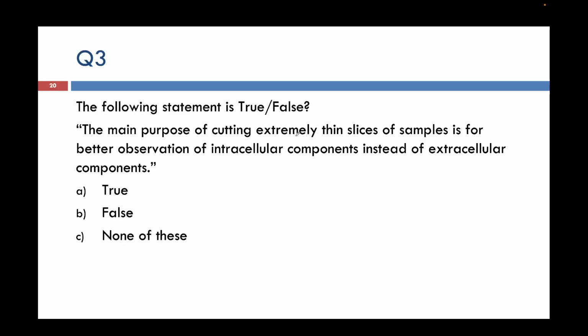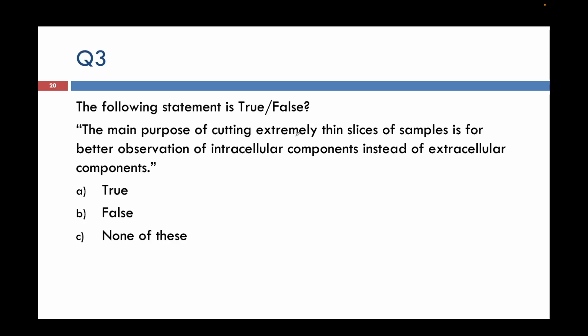This is related to a biological sample. So why do we cut the thin sample? For TEM imaging anyway we need a thin sample, but here for biological purposes, the purpose of cutting thin slices is for observation of the intracellular, that means the features within a cell, and the extracellular means the features outside of a cell.